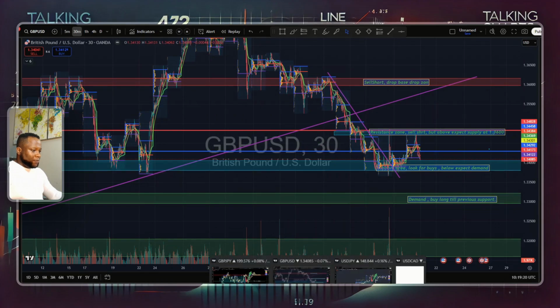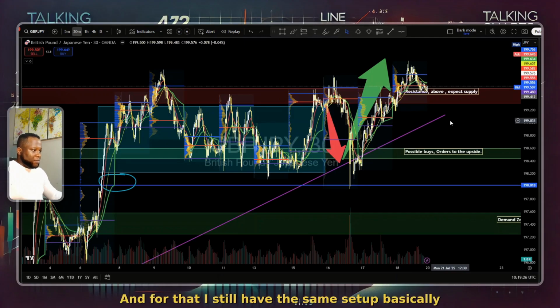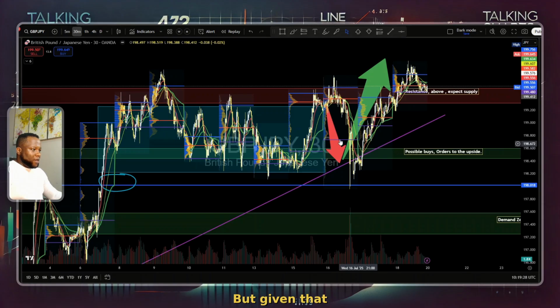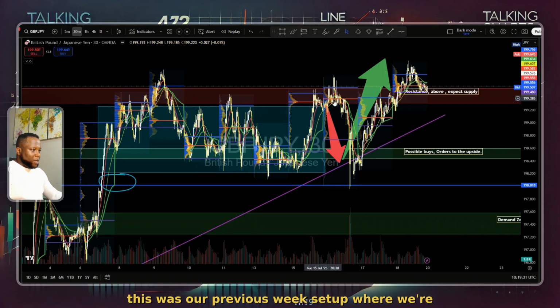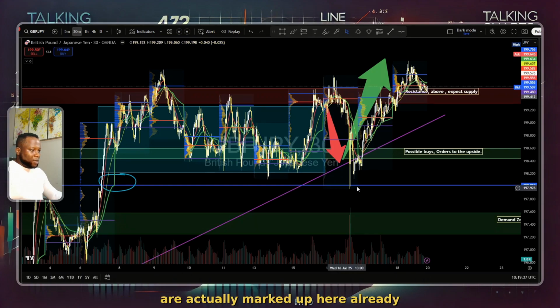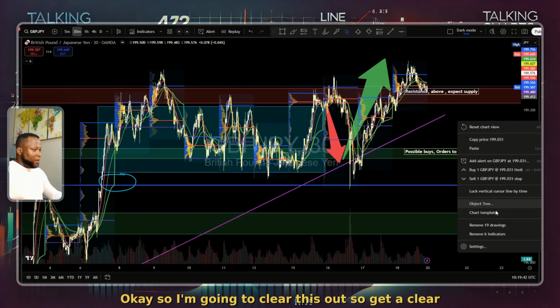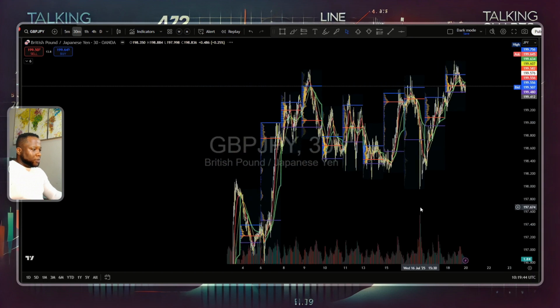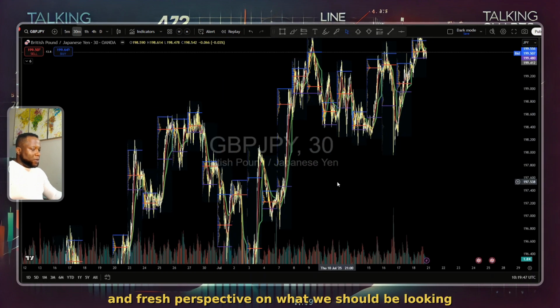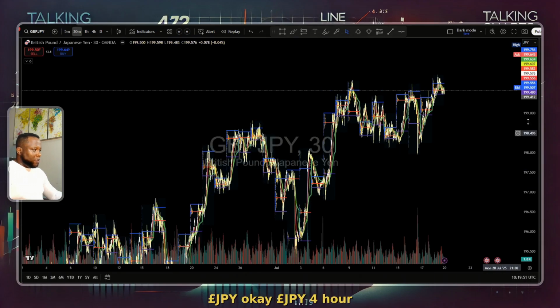Let's move on to Great British Pound, Japanese Yen. For that, I basically still have the same setup. This was our previous week's setup, where we expected price to drop from here, which it actually did, and bounce up from these areas, which are already marked up here. And now we're still at this resistance zone. So I'm going to clear this out to get a clear and fresh perspective on what we should be looking at on pound JPY.